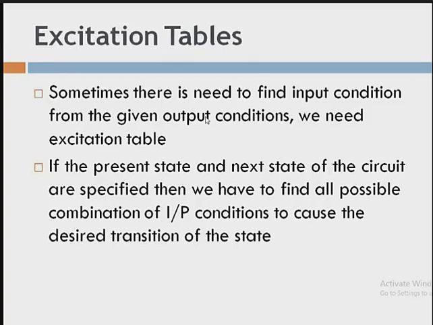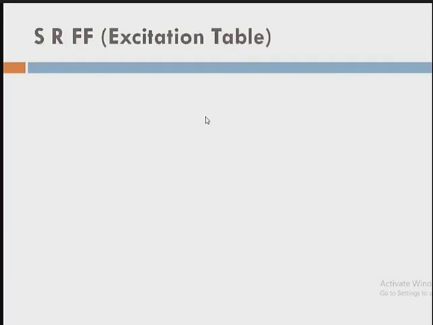But in this case, the excitation table, we can say, is the reverse of the truth table. We know the output part, that is Q, the present state, and Qn plus 1. So this is considered as the input for the excitation table. And what is the output? Your J and K variables are the output. Now we'll design the excitation table for each of the different types of flip-flop.